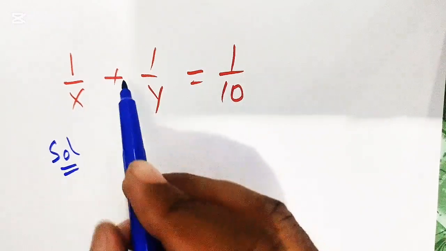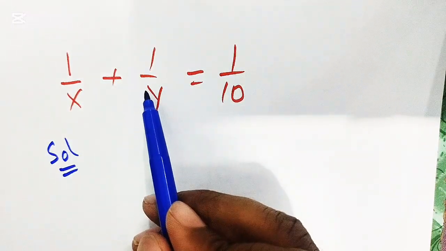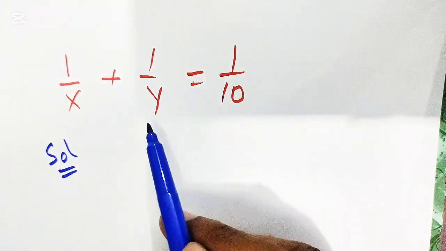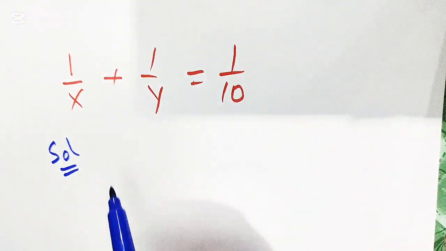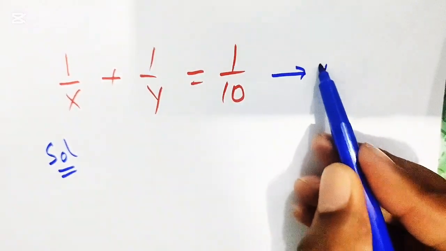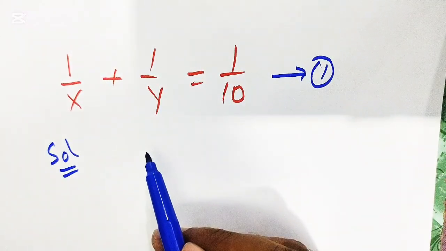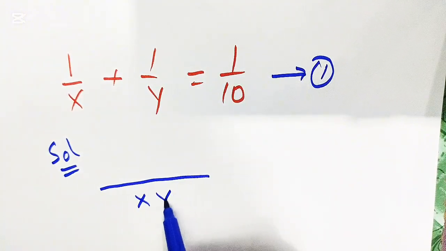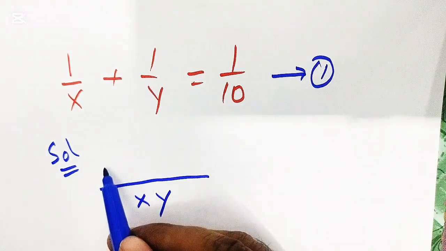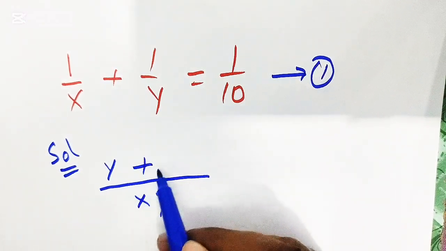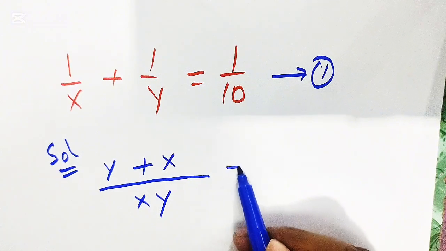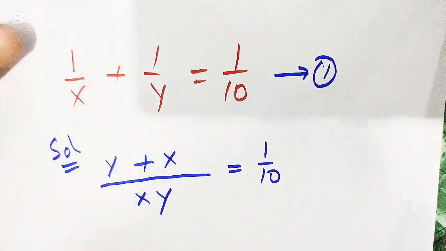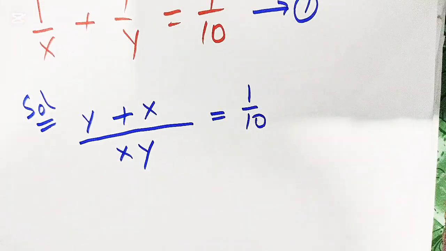First of all, on the left hand side we have 1 over x plus 1 over y, and on the right hand side we have 1 over 10. I will call this equation number 1. We take the LCM on the left hand side. The LCM is simply xy, and above we have y plus x, while on the right hand side we simply have 1 over 10. Now, to further solve, we simplify it by multiplying.